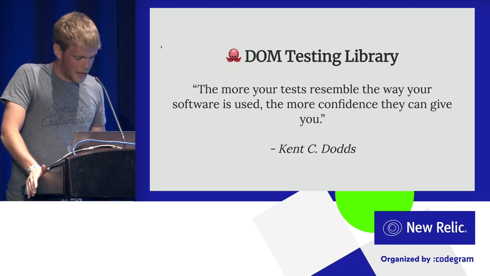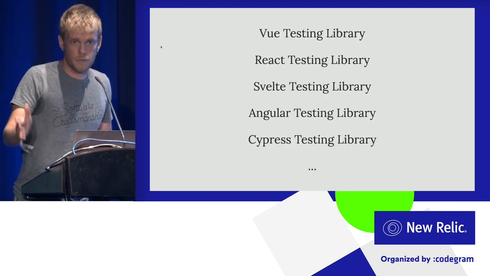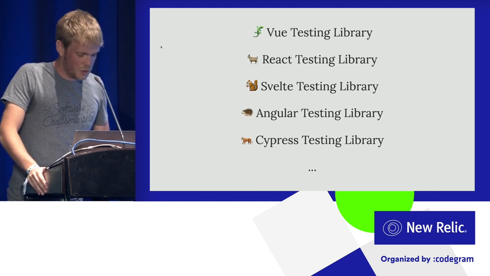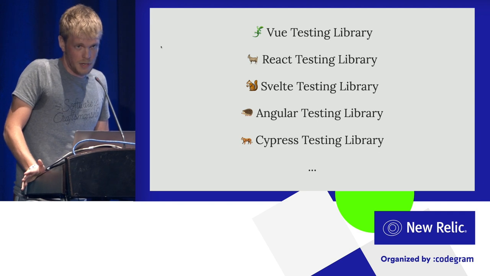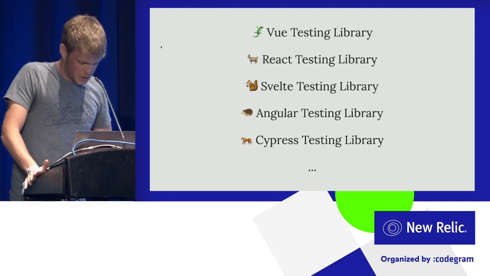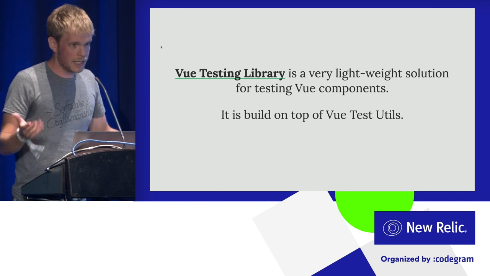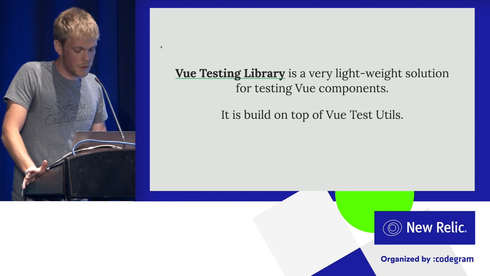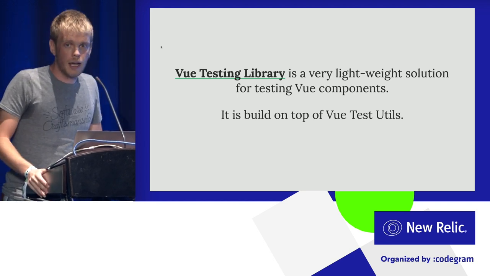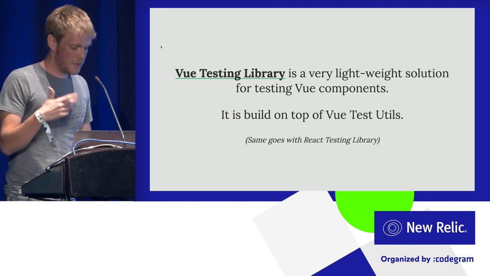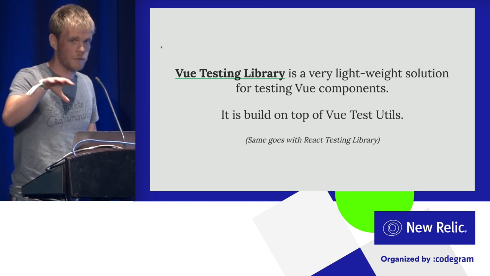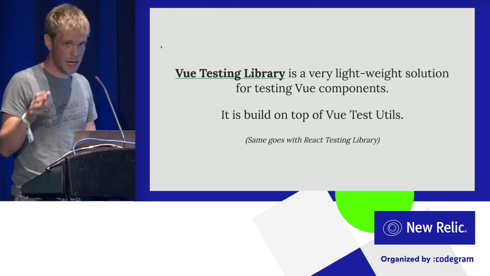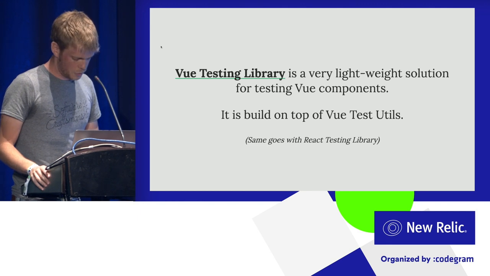And with that, with DOM Testing Library, a lot of ports for several libraries and environments came out too. We chose weird animal emojis as icons because we could. In the case of Vue, Vue Testing Library is a very lightweight solution for testing Vue components, and is built on top of the official Vue Test Utils. Same thing goes with React Testing Library. I think it's built on top of React DOM and React DOM test utils or something like that. So it's the same idea, just to provide a sensible API to test your components.